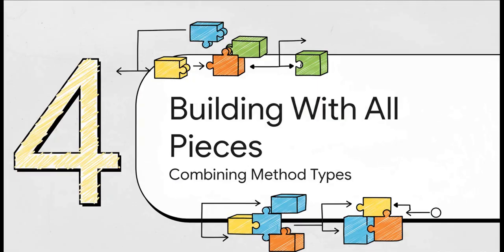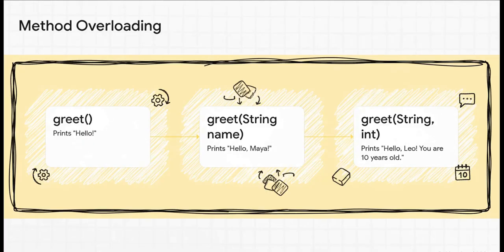Phew! Okay, we've seen all the individual Lego bricks. Now for the really fun part. Let's see how they all snap together to create a flexible, powerful, and complete program. First, let's talk about a really cool technique called method overloading. This lets you have multiple methods that share the exact same name, as long as they have different parameters. So here, we have 3 different flavors of the greet method, and Java is smart. Depending on whether you give it nothing, or just a name and an age, it automatically picks the correct version to run. It's an amazing way to make your code more flexible.